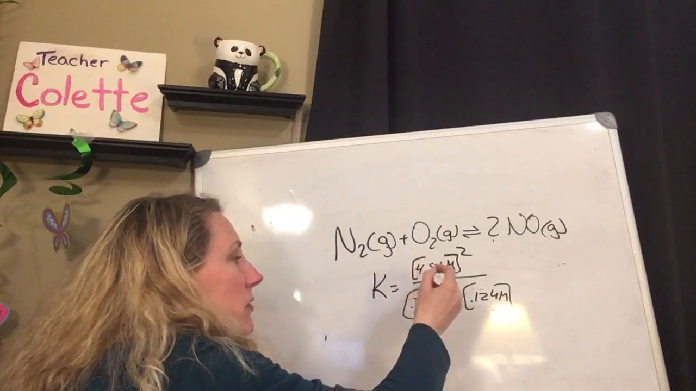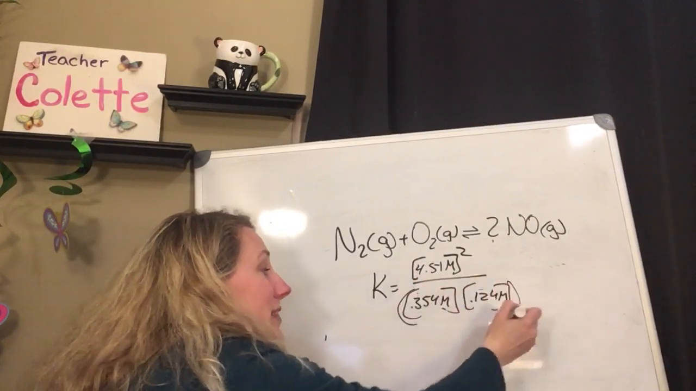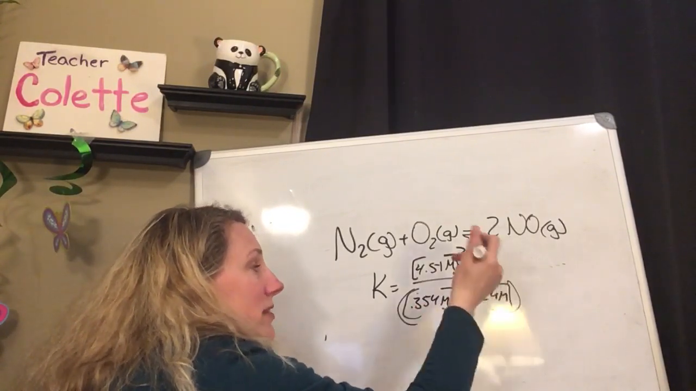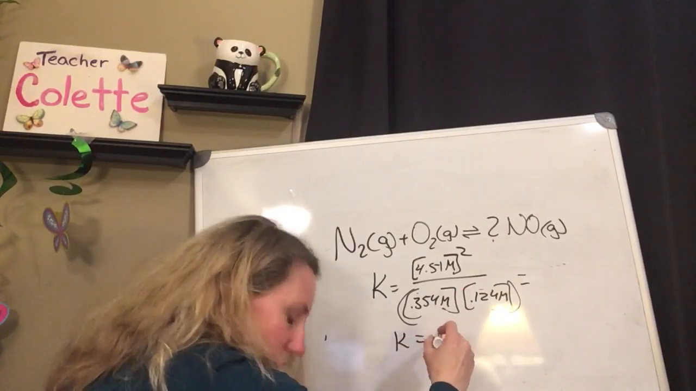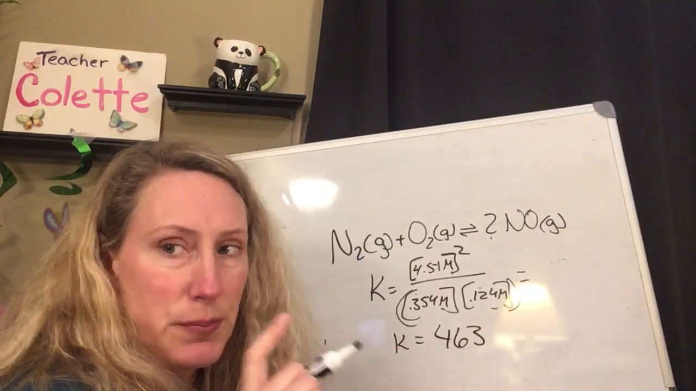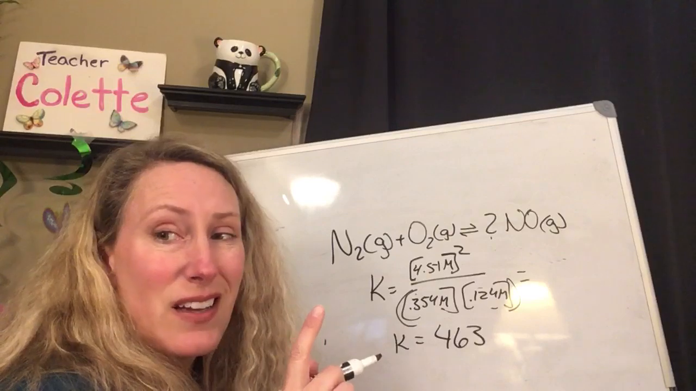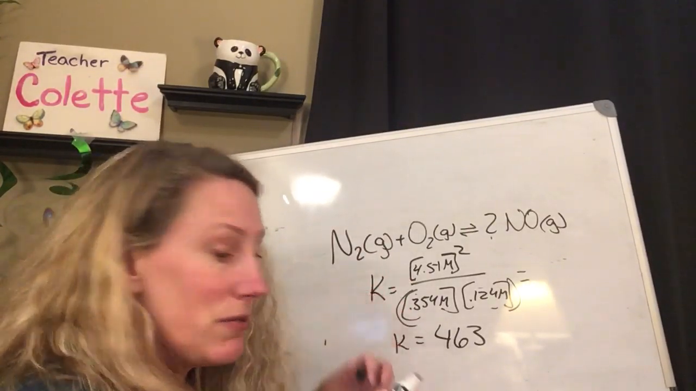If you put this in your calculator, you put 4.51 squared divided by, make sure you use your parentheses, 0.354 times 0.124 end parentheses, equal, and you should get a K of 463. I would pause here and actually put that into your calculator and make sure you're getting it. Because if you get this wrong, it's not going to be because you set it up wrong, it's going to be because you didn't put the numbers in your calculator right.